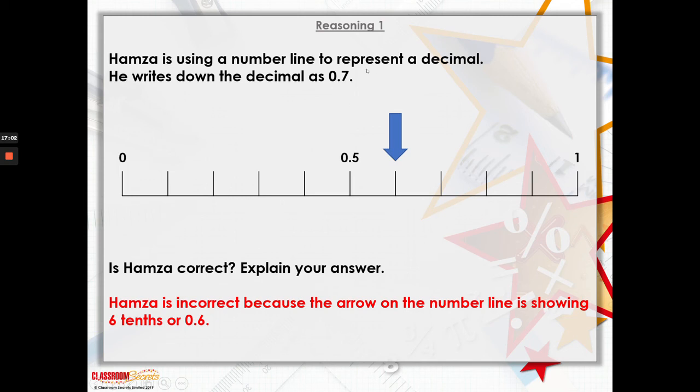Because where would 0.7 go? That's right, 0.7 would go to the one on the right, 0.6, 0.7, it'd go here. So Hamza is wrong, because that's showing 0.6. Well done if you got that right.